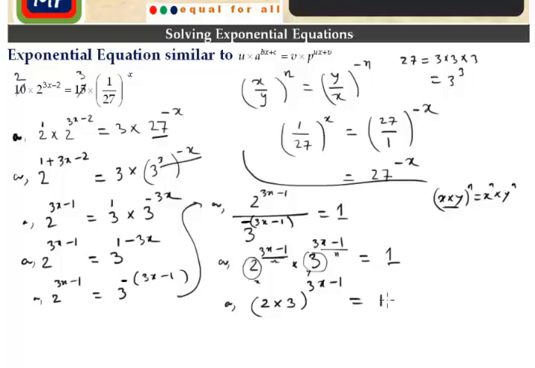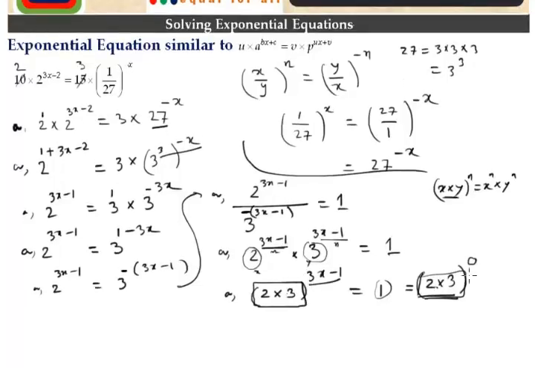Now this 1 can be written as anything to the power 0, because we know anything to the power 0 is 1. That means this 1 can be written as (2 times 3) to the power 0. So the left-hand side has base 2 times 3, power 3x minus 1, and the right-hand side base is also 2 times 3, power 0. So the base is the same, and the powers must be equal. That means 3x minus 1 will be 0.